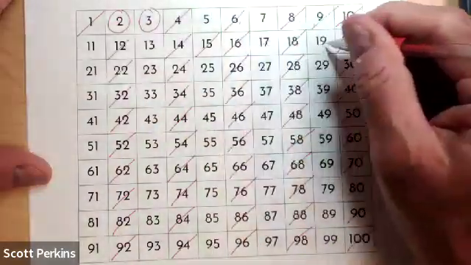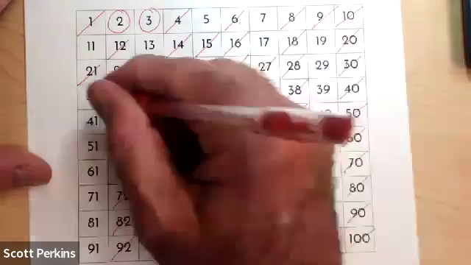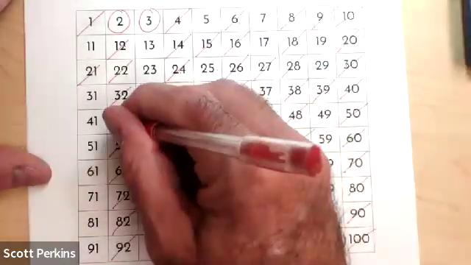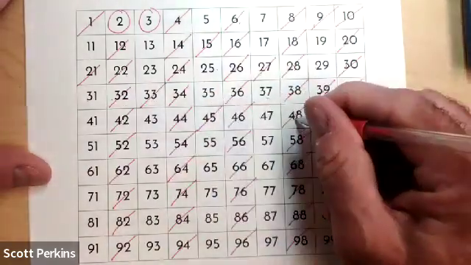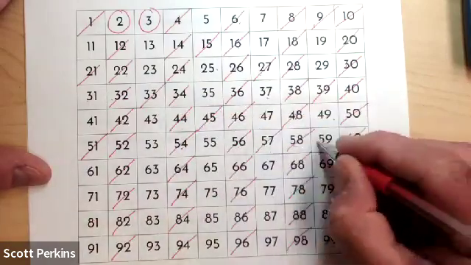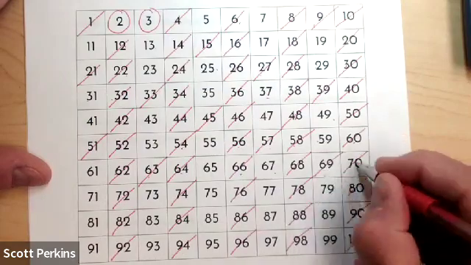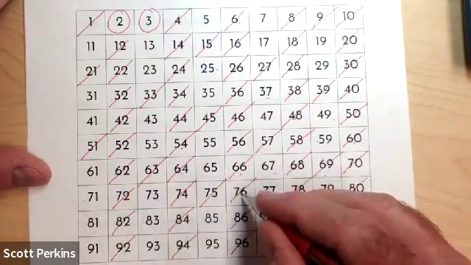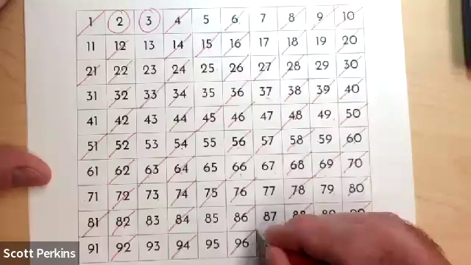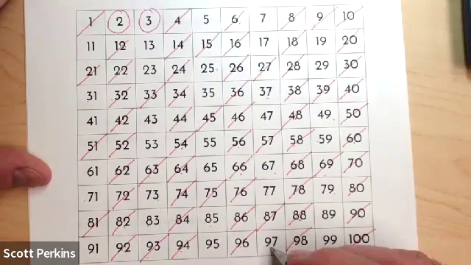18. 21. 24. 27. 30. 33. 36. 39. 42. 45. 48. 51. 54. 57. 60. 63. 66. 69, 72, 75, 78, 81, 84 is already crossed out, 87, 90, 93 I'll cross out, 96 is already crossed out, and lastly, 99.